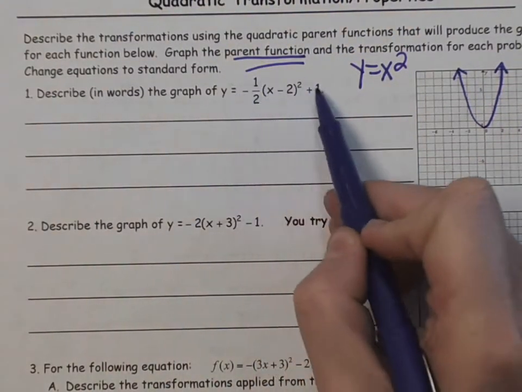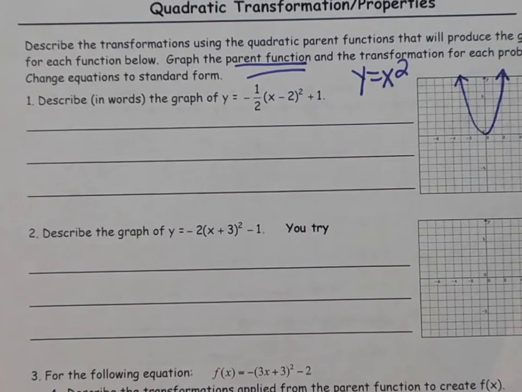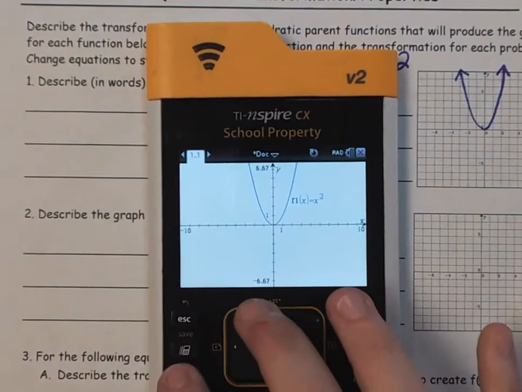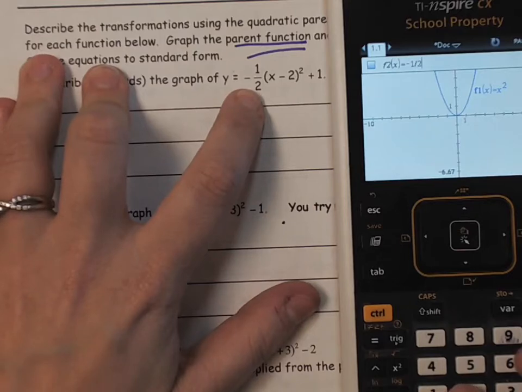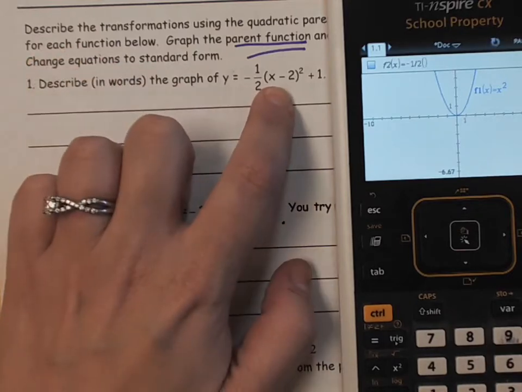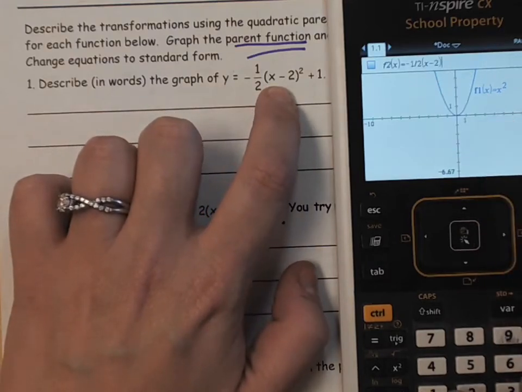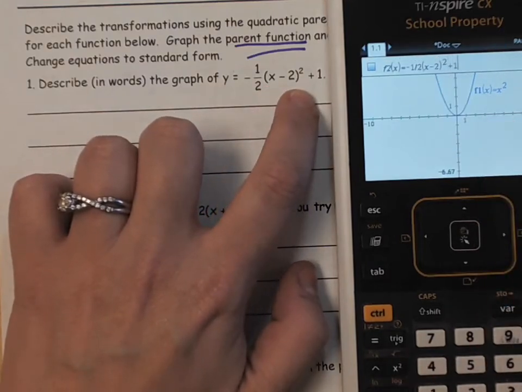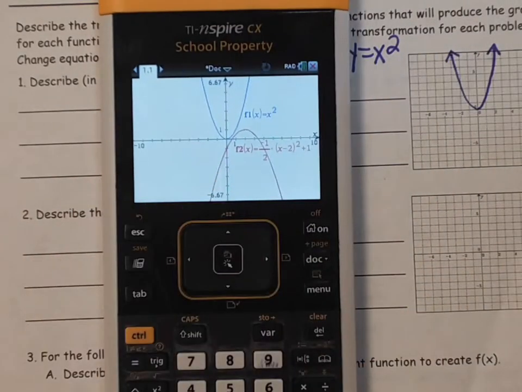I'm going to put this one in, and I want to see what happens to it, which way it goes. Does it flip? Does it go left? Does it go right? Where does it go, and how does it affect it? So you're going to hit tab, negative 1/2, negative 1 divided by 2, parenthesis, x minus 2, minus, not negative, squared plus 1. This is what it looks like.